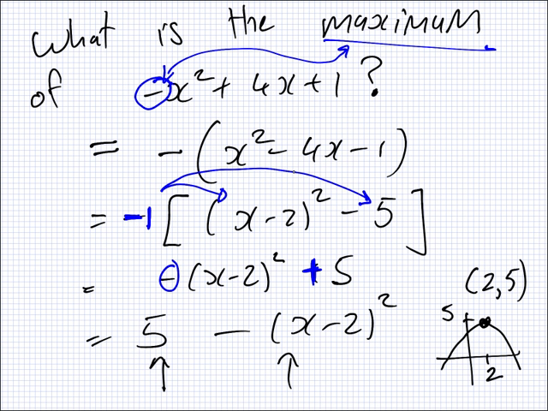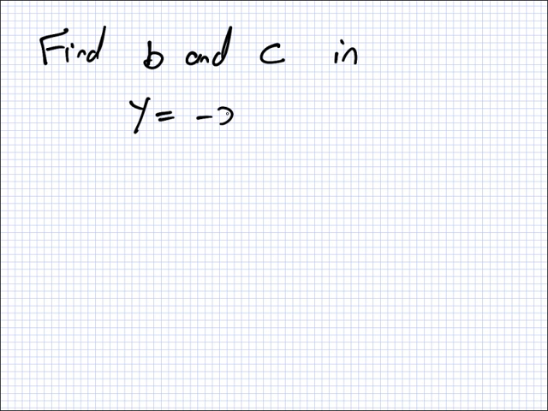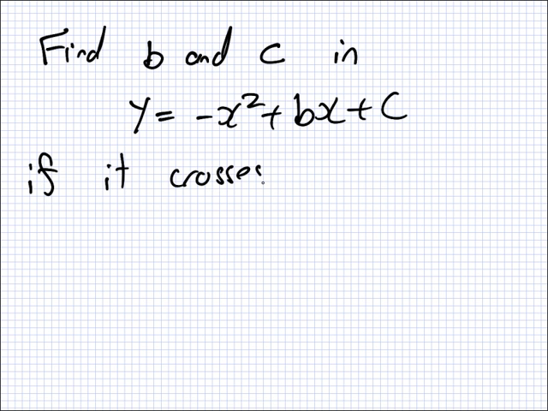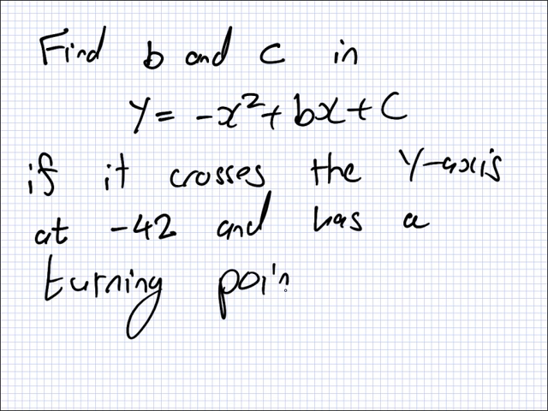Yep, okay. Let's have a look at a harder example now. Find b and c in y equals minus x squared plus bx plus c if it crosses the y-axis at minus 42 and has a turning point at x equal to 6.